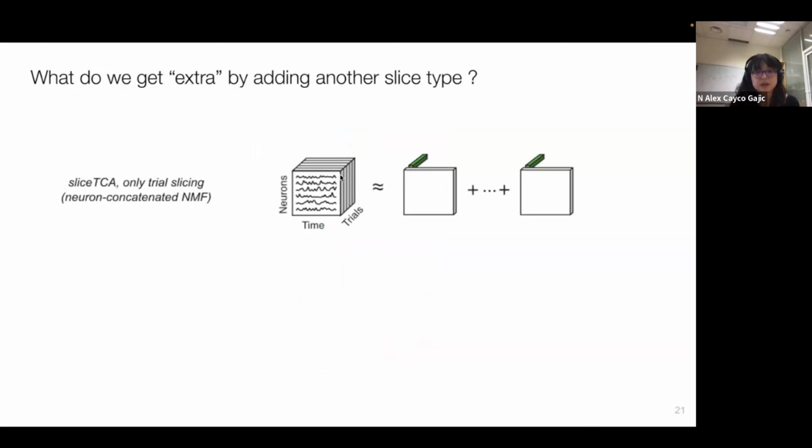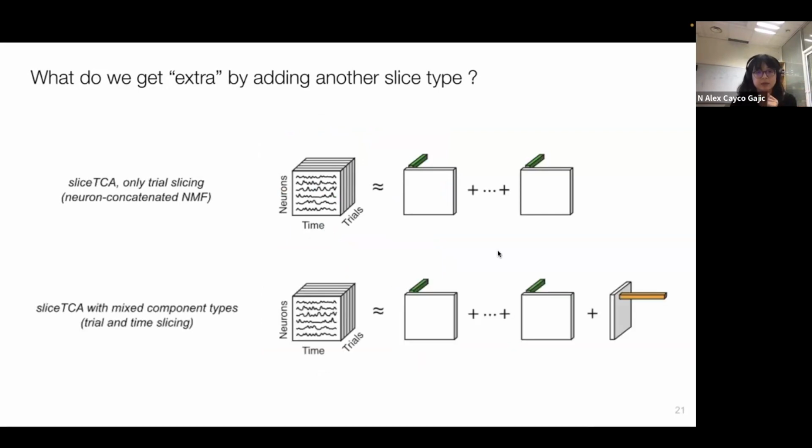So here we have the decomposition that I showed in the previous slides. What we're going to do is add a single component of a different slice type. And specifically, I'm going to add the time slicing.